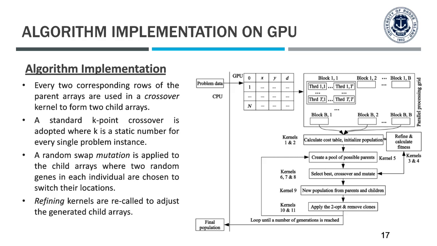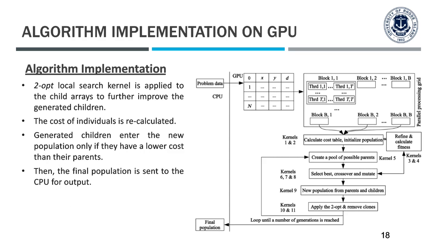The crossover kernel is called where a standard k-point crossover is adopted, and then a random swap mutation is called to apply to the child arrays, where 2 random genes in each individual are chosen to switch their locations. Then the refining kernels are recalled to adjust the generated child arrays. Here the 2-opt local search is called and applied to the child arrays to further improve the generated children.